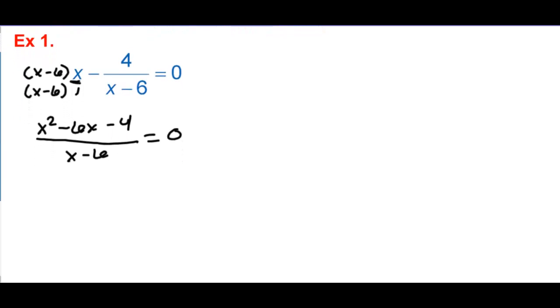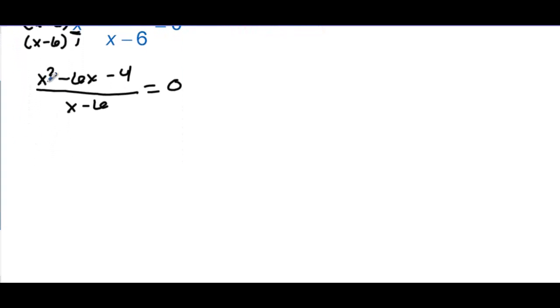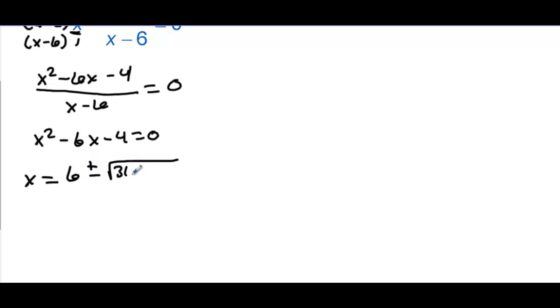In order to make a fraction 0, you have to make the top 0. Well, the top does not factor. We have x squared minus 6x minus 4 equals 0, so we'll have to use the quadratic formula. X in this case equals 6 plus or minus the square root of 36 minus 4 times 1 times negative 4. And that's all over 2 times 1.